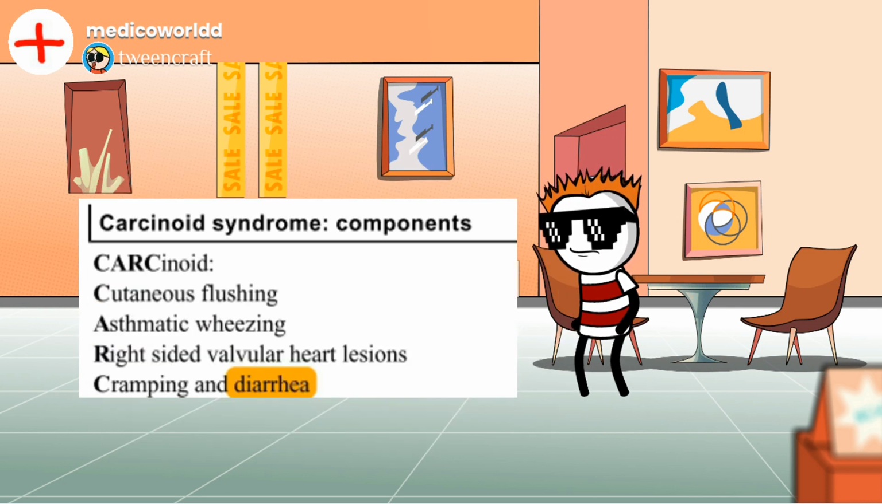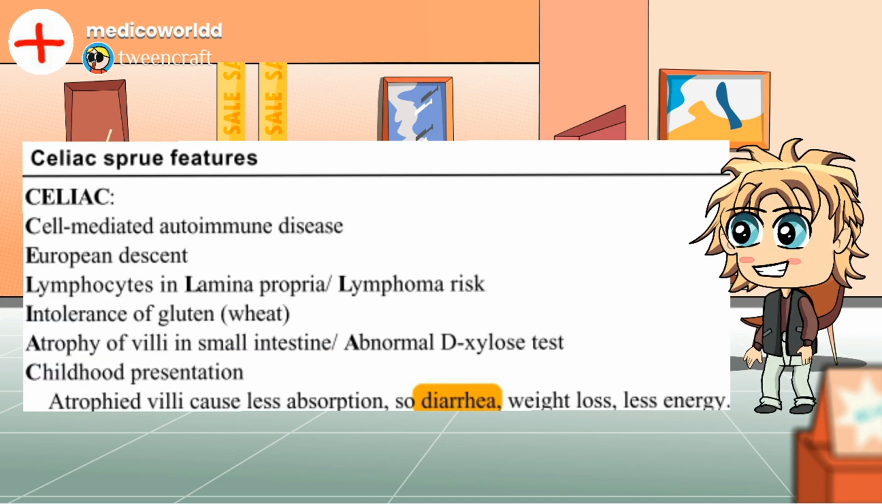Now, diarrhea is associated with carcinoid syndrome. The components of carcinoid you can remember as CARC. C for cutaneous flushing, A for asthmatic wheezing in the lungs, R for right-sided valvular heart lesions, C for cramping and diarrhea.